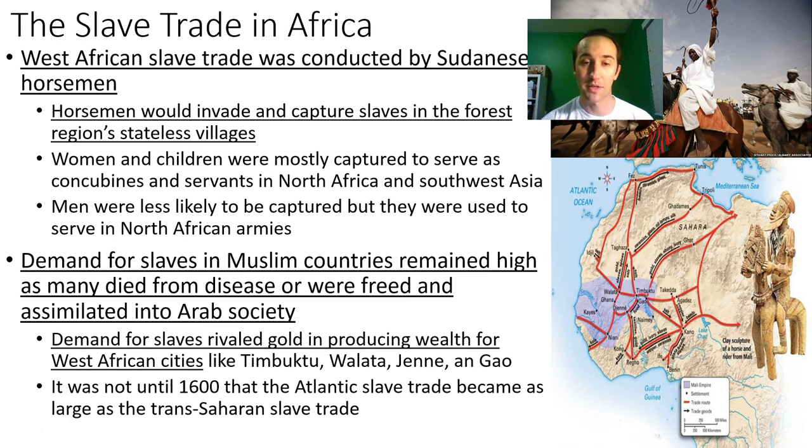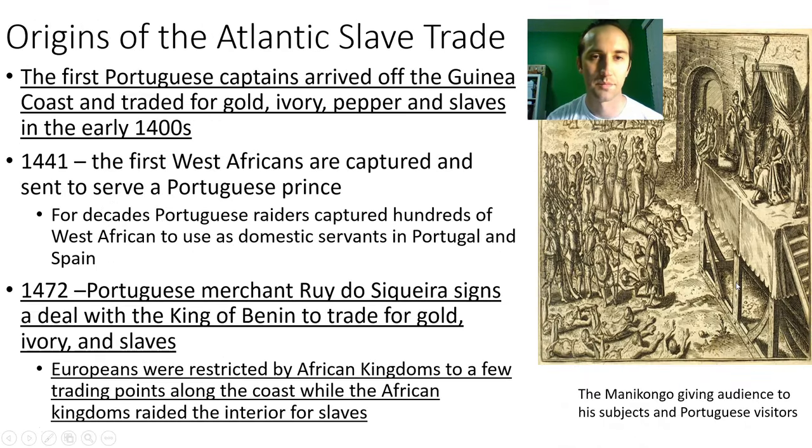Demand for slaves in Muslim countries remained high, as many died from disease or were later on freed and would just assimilate and become part of Arab society. So they required more slaves as they needed constant renewal. Demand for slaves rivaled gold in producing wealth for West African societies like Timbuktu, Walata, Jenne, and Gao. It was not until around 1600 that the Atlantic slave trade became as large as the trans-Saharan slave trade. So this trade within Africa was very strong.